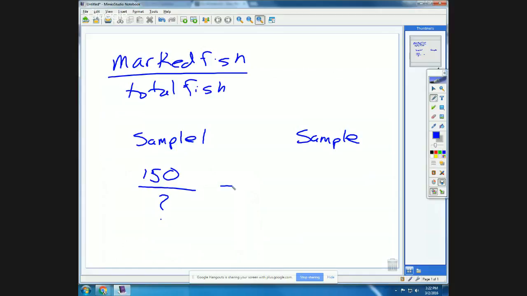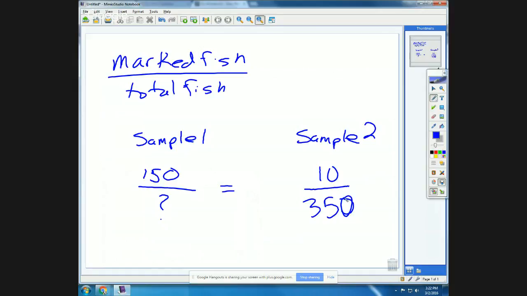In sample 2, we know that there were 10 marked fish out of a total of 350. And so what we're hoping is that the proportion of marked fish in our second sample matches the proportion of marked fish in the entire population. So does that make sense?